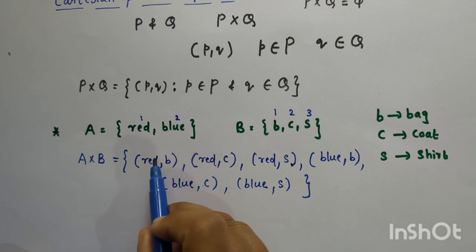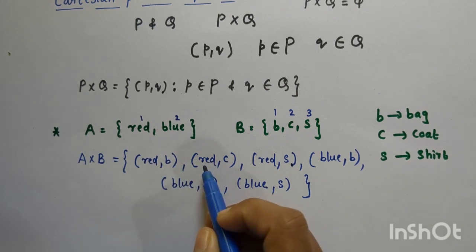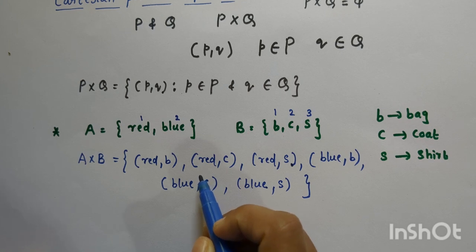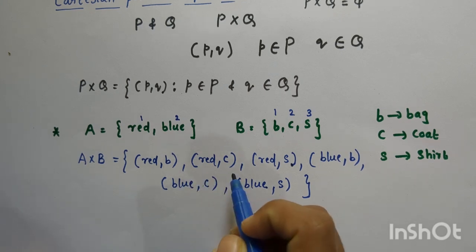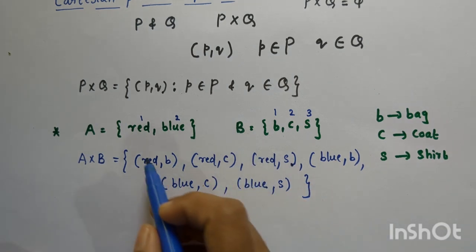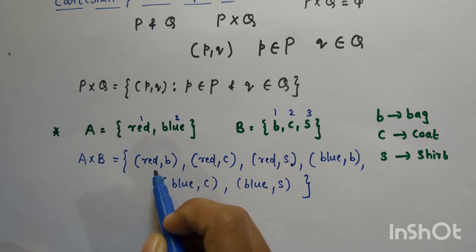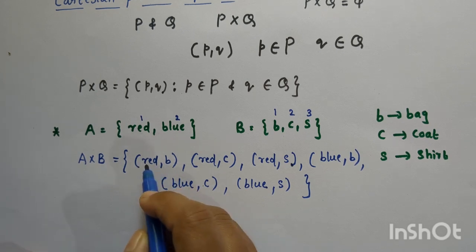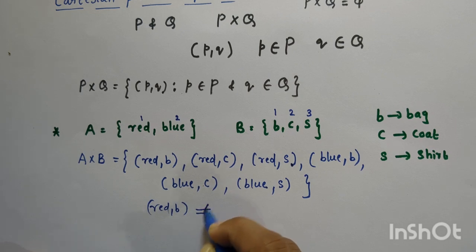See, these are the ordered pairs: red comma b, red comma c. These are actually called ordered pairs. An ordered pair of elements taken from any two sets, A and B or P and Q, is a pair of elements written in small brackets and grouped together in a particular order. See, order is important. This ordered pair (red, b) is actually not the same as (b, red). So the order is important.